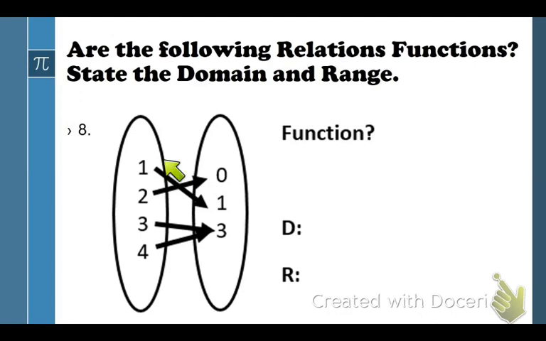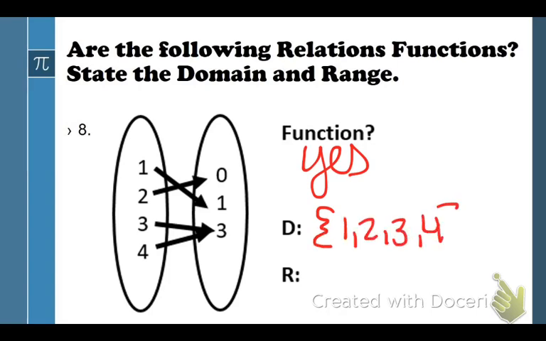So, every time I put in a number, I get the same number, right? If I put in 3 100 times, it shows me that every time I got a 3 out of it, right? Because it doesn't necessarily list all the double points, okay? So yeah, it's a function. What's the domain? 1, 2, 3, 4, and the range? 0, 1, 3. All right, do number 9 on your own. Go.